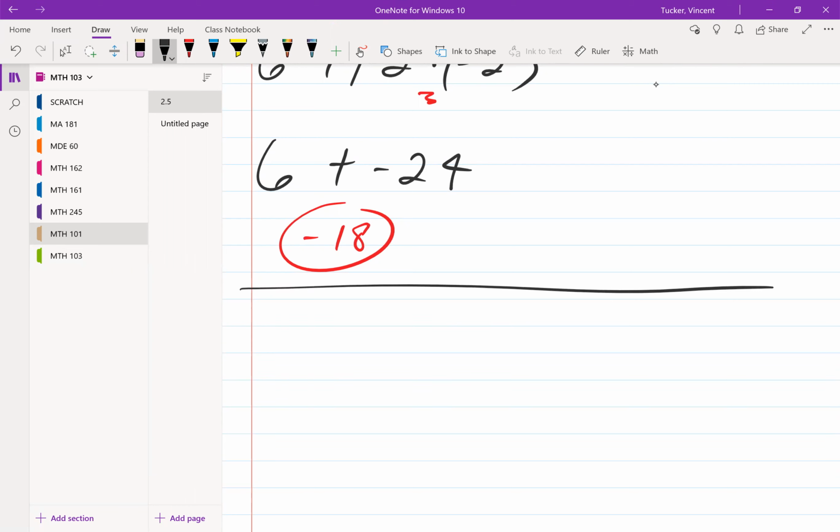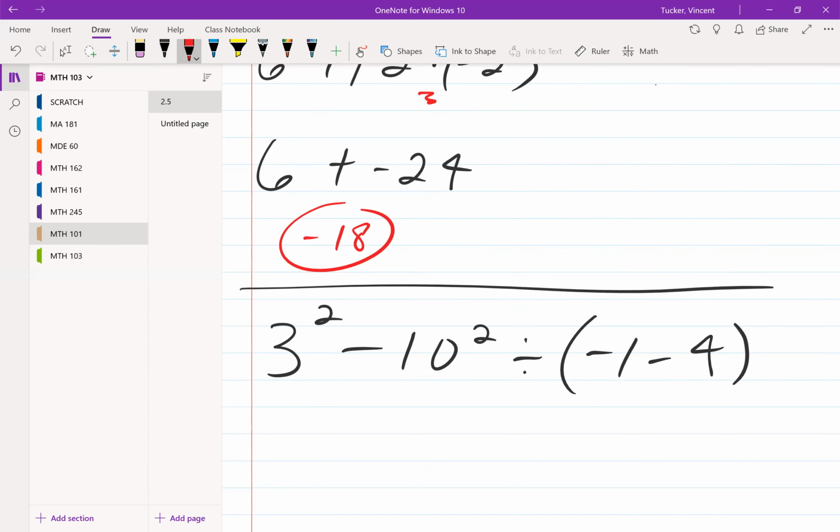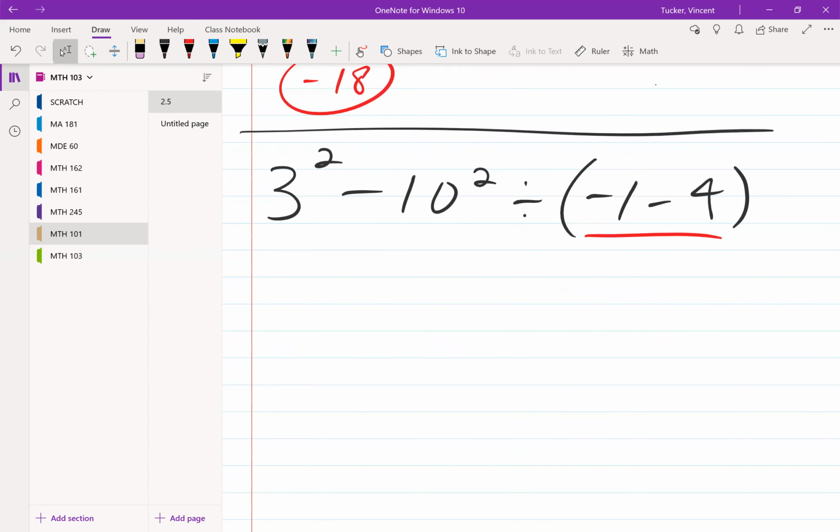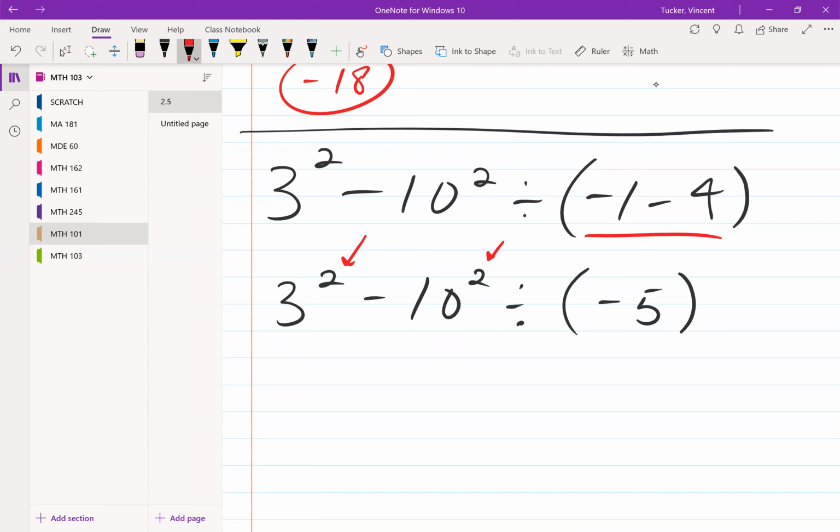All right, let's go here. 3 squared minus 10 squared divided by -1 minus 4. Parentheses, first move to make. So it's divided by -5. Now we have these exponents. So 3 squared is 9, 10 squared is 100, divided by -5.